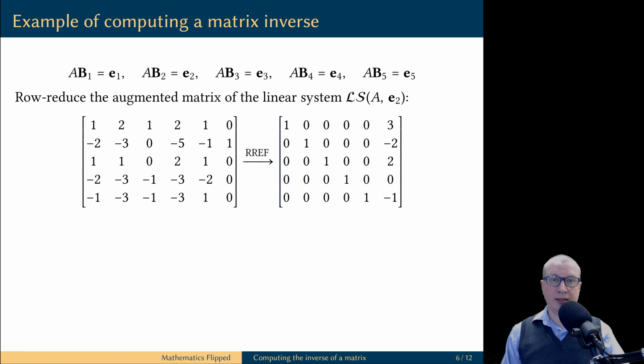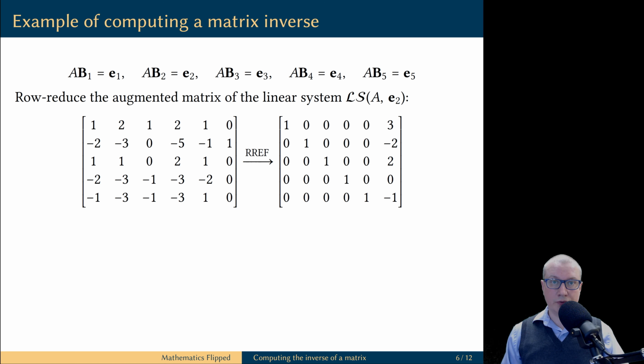Let's do this again for the second linear system. We again construct the augmented matrix, which consists of the same coefficient matrix A, but now the vector of constants is different. It is the second standard unit vector. We also apply the Gauss-Jordan elimination to this matrix, and we obtain the reduced row echelon form.